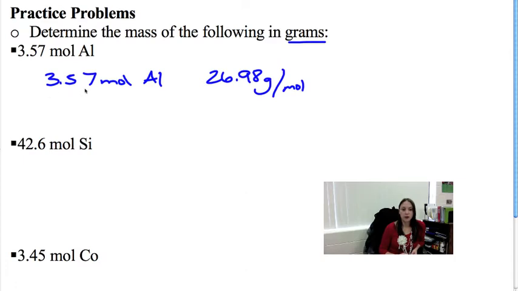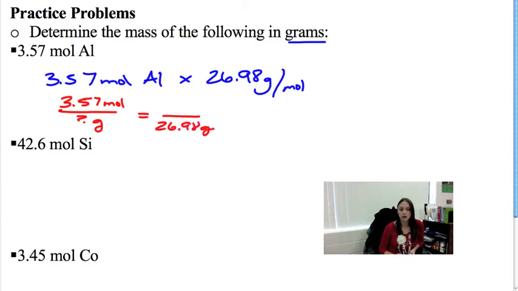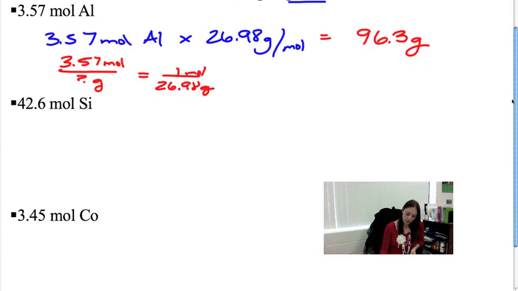And since I have 3.57 moles, and there are 26.98 grams in 1 mole, we multiply. You can also look at it as a ratio. If you have 3.57 moles, and I want to know how many grams that is, well, I have 26.98 grams in 1 mole. Then you would still be multiplying, okay? And when I do that, I should get 96.3 grams. Let me do the same kind of thing for the next one. So go ahead, try the next 2, and then check your answer.